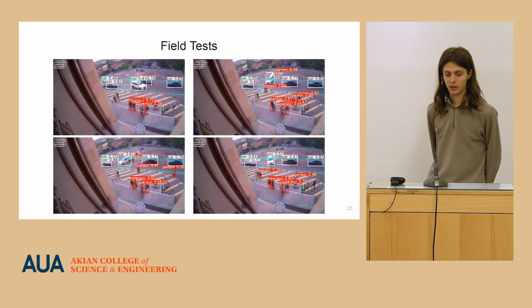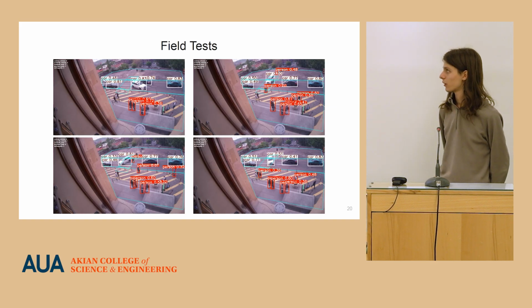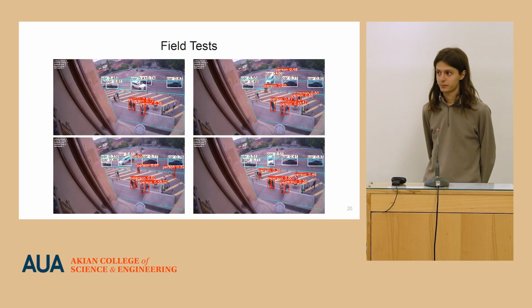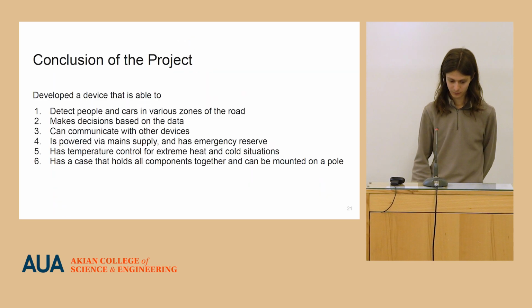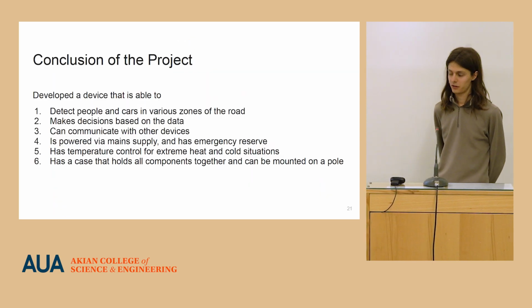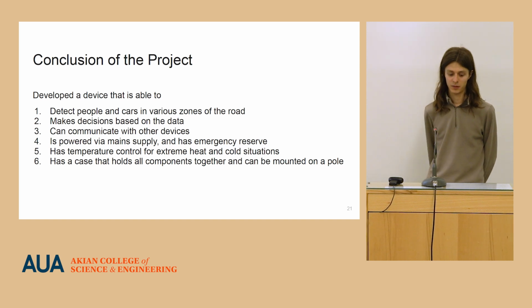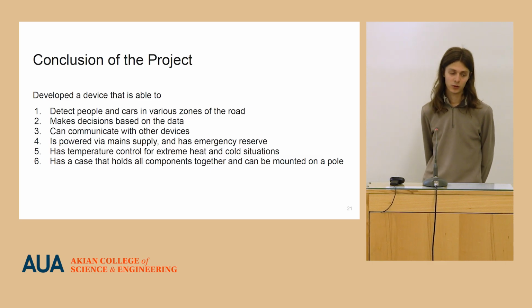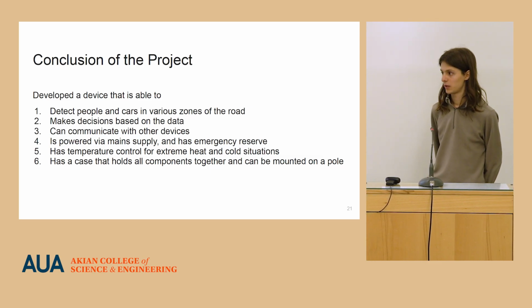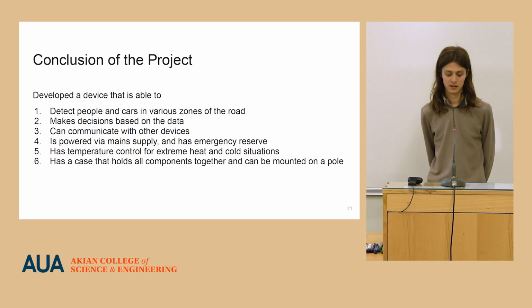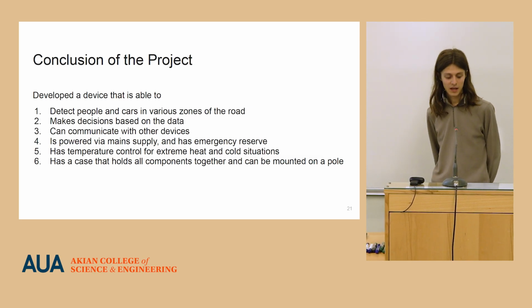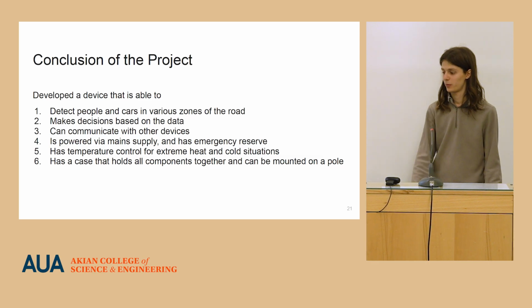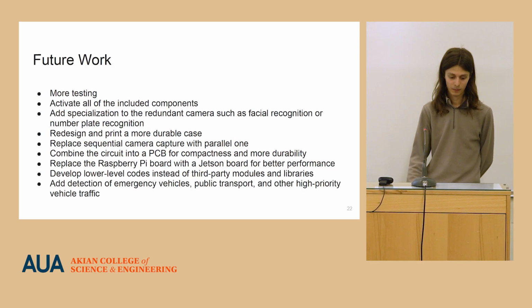So here are some rough tests from above the AUA crosswalk, and we can see that the device successfully counts the number of cars and pedestrians in each zone. So in conclusion, the device is able to detect cars and people in various zones of the road. It can make decisions based on that data. It can communicate with other devices and is powered through the main supply with emergency reserve. It has temperature control for extreme heat and cold situations, and it has a case that holds all of the components together and can be mounted on a pole.